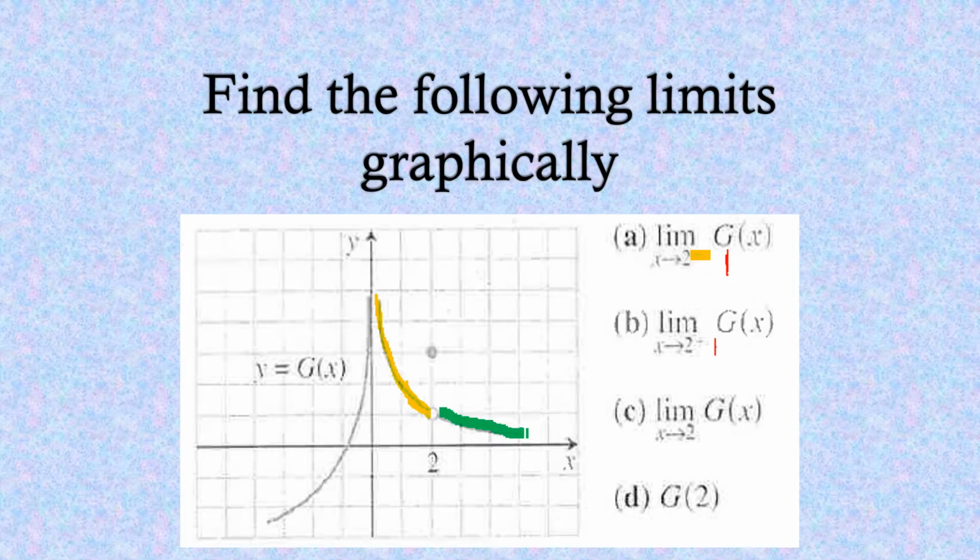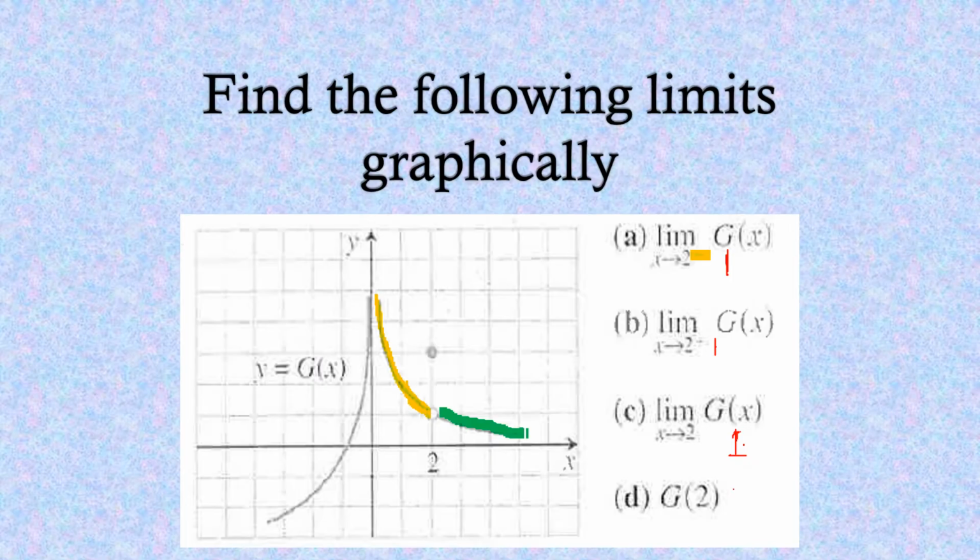So therefore, what is the limit as x approaches 2? The limit from the left is 1, the limit from the right is 1. Therefore, the limit as x approaches 2 is 1 because my left-hand limit and my right-hand limit are the same. But notice g of 2 is 3. So what does that tell me?